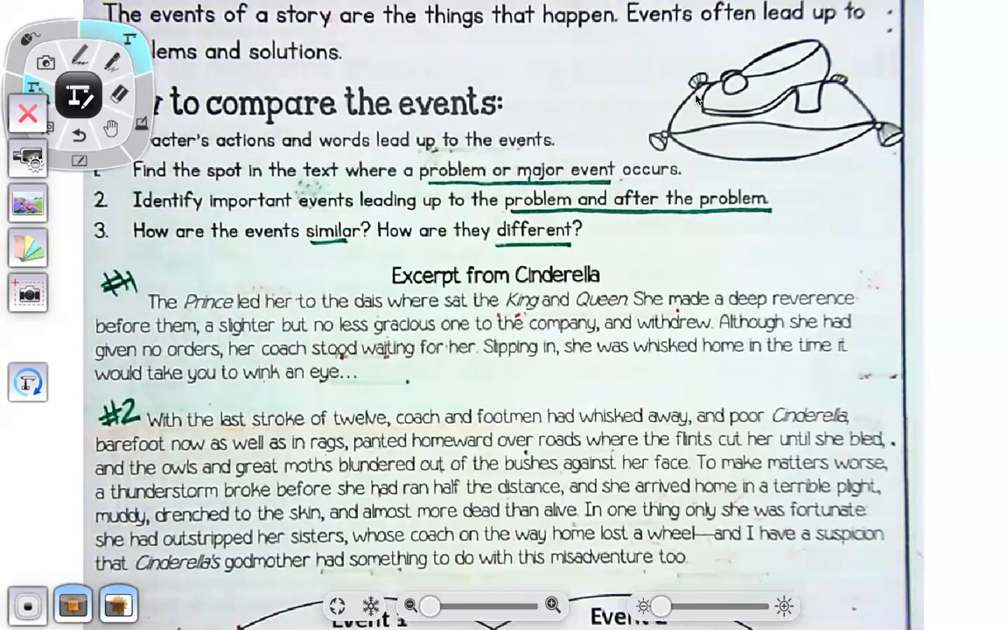In one thing only, she was fortunate. She had outstripped her sisters, whose coach on the way home lost a wheel. And I have a suspicion that Cinderella's godmother had something to do with this misadventure too.